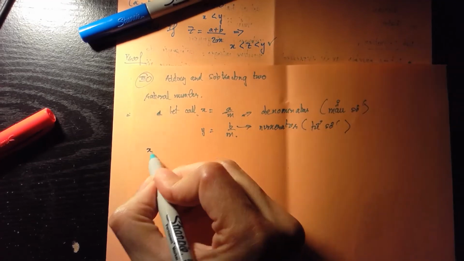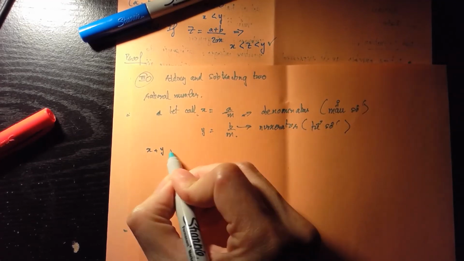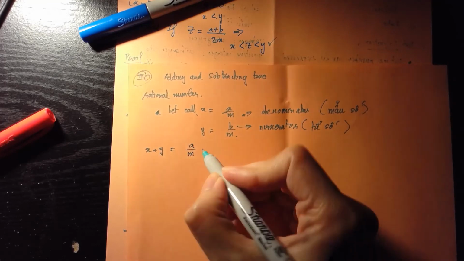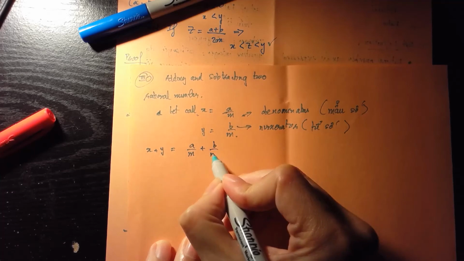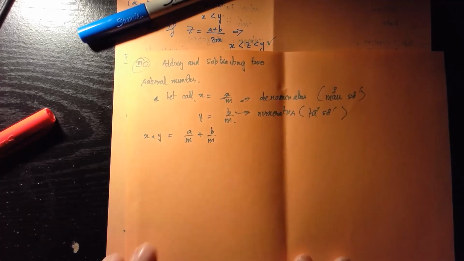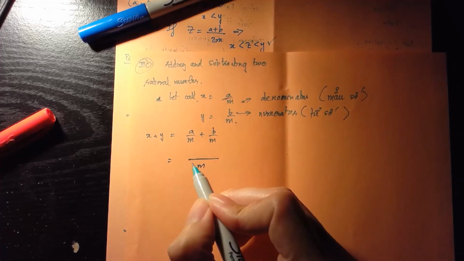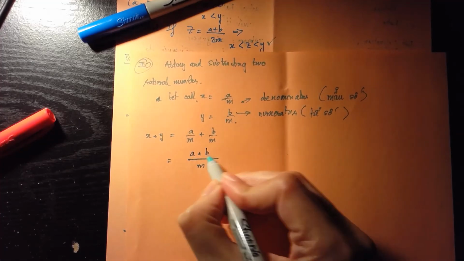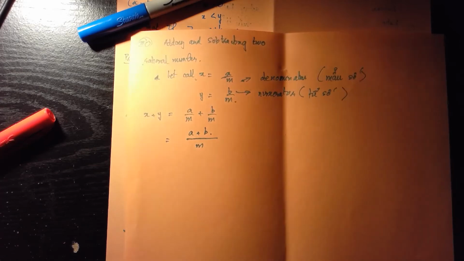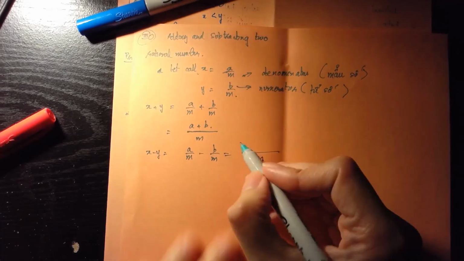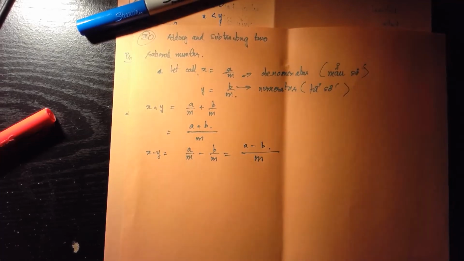If we add two rational numbers x and y together, it means that we add two fractions a over m and b over m together with the same denominator. So we're gonna keep the denominator and we just add the numerators together. And we do the same for subtraction. When we subtract two rational numbers with the same denominator, I'm going to just keep the denominator m, and I subtract the two numerators. Okay. Example.